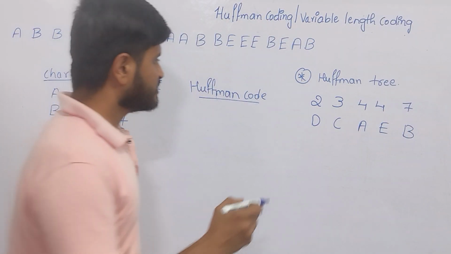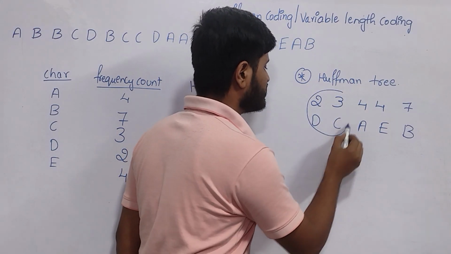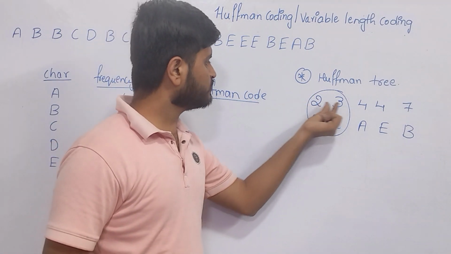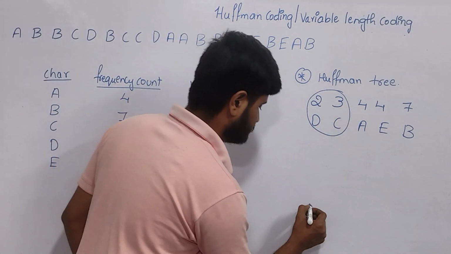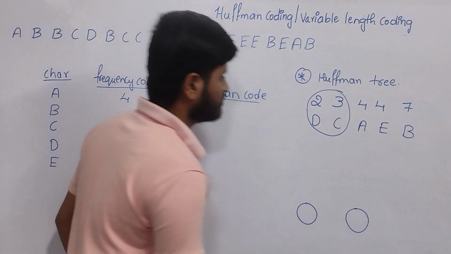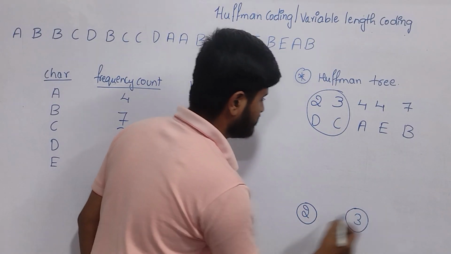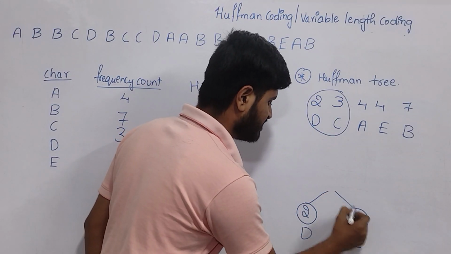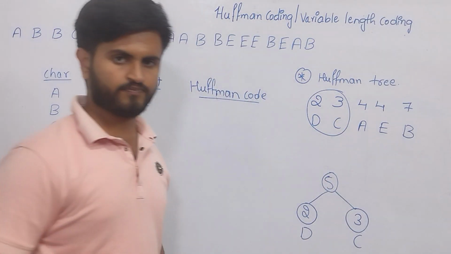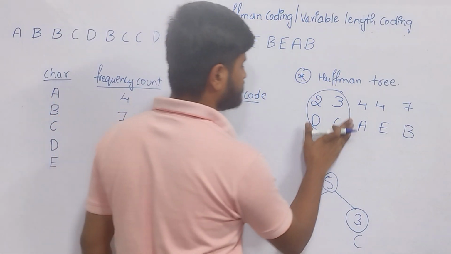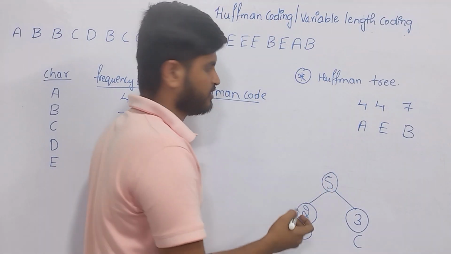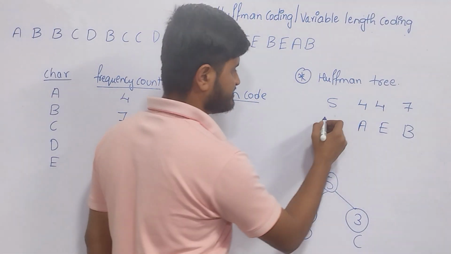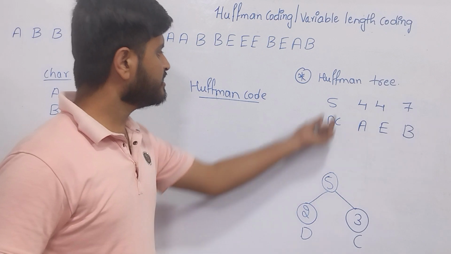Now the step is to find the least 2 frequency counts. These two have the least frequency count. This is having 2, this is having 3. Now combine them. This is 2, this is 3, which belongs to D and C. If we combine them, it will be 3 plus 2, 5. Now, instead of 3 and 2, you will write 5 for the combination of D and C.